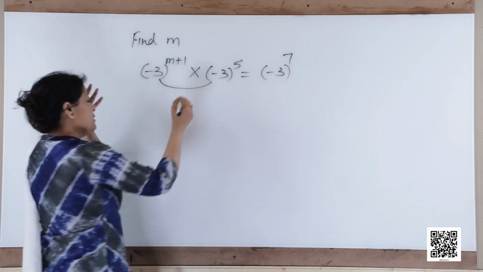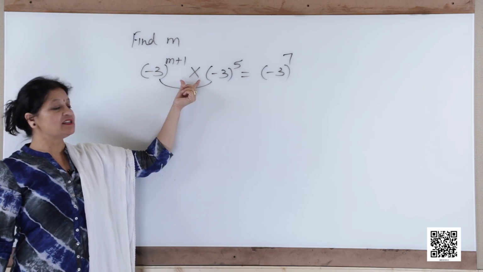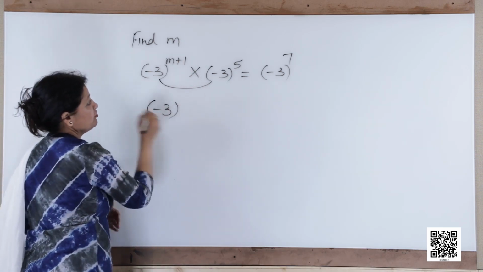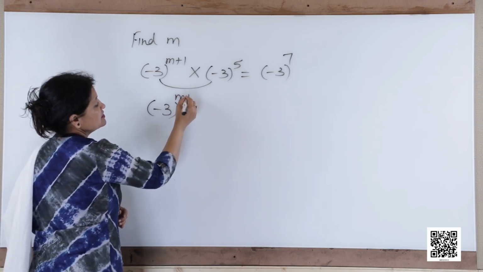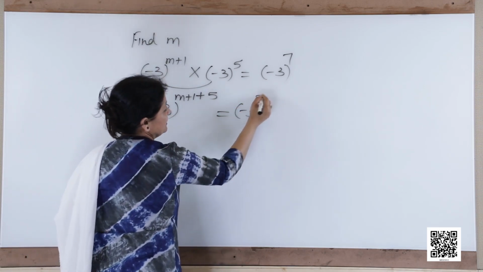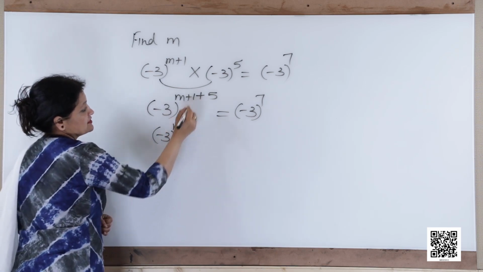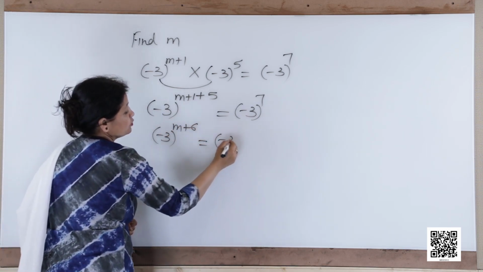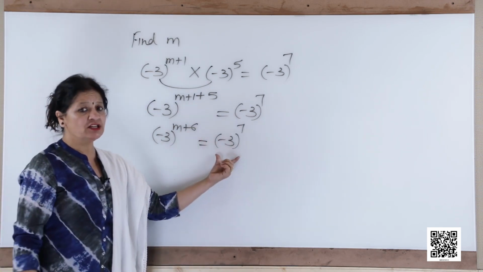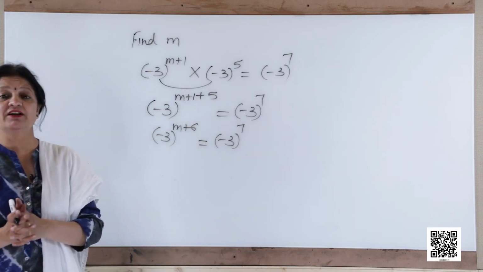We'll apply same laws here. You can see that base same, multiply sign, so powers will be added. That means minus 3 raised to the power m plus 1 plus 5, and right hand side will be exactly same. So minus 3 raised to the power m plus 1 plus 5 is 6 is equal to minus 3 raised to the power 7. Both are equal means you can check that. Is equal to sign means left hand side and right hand side are equal.